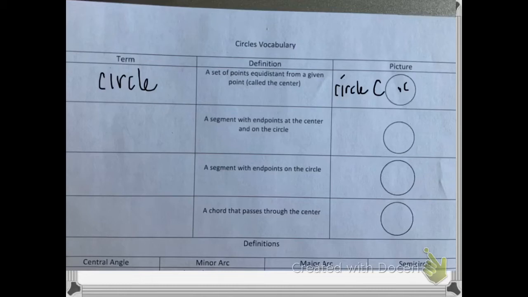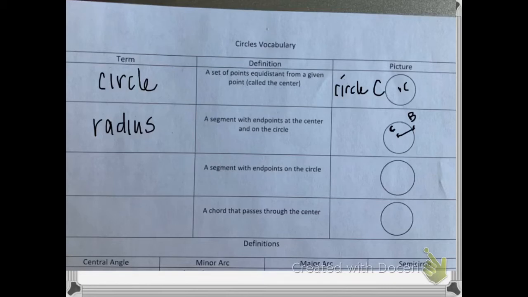The next thing we learned was what a radius is. So again, the radius goes from the center to a point on the circle. So I'm going to keep the same letter, C, and then a point on the circle. I'm just going to call this B. So CB would be the radius.